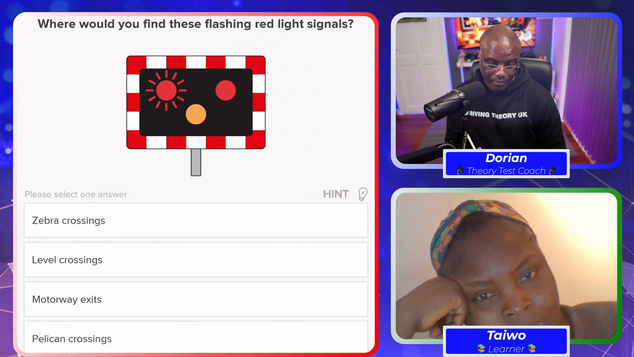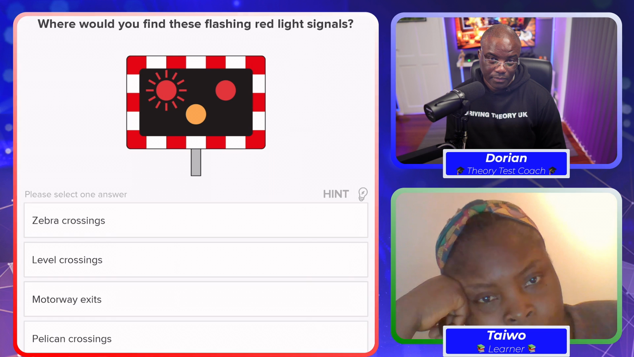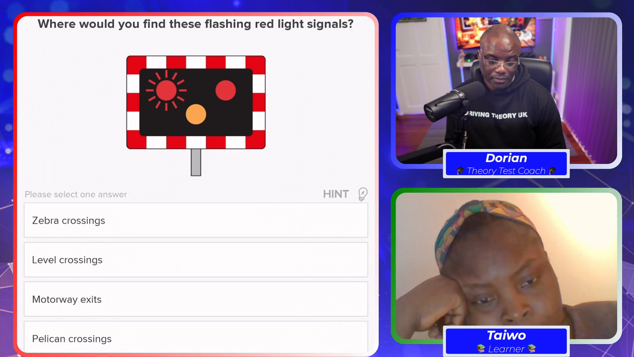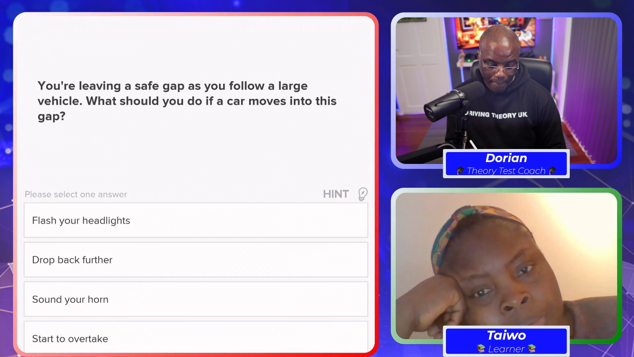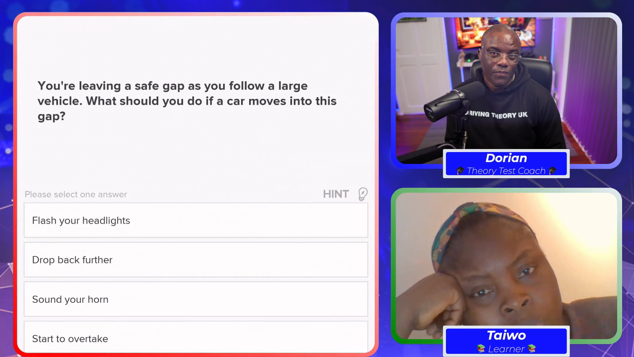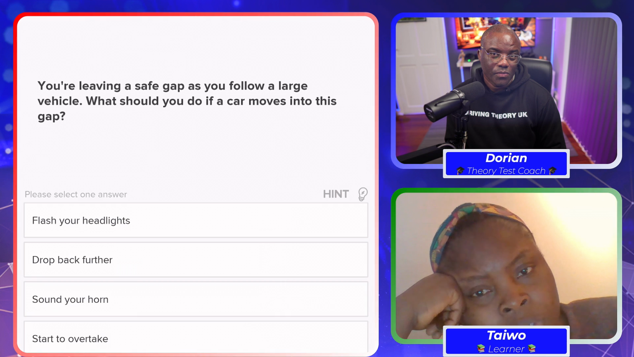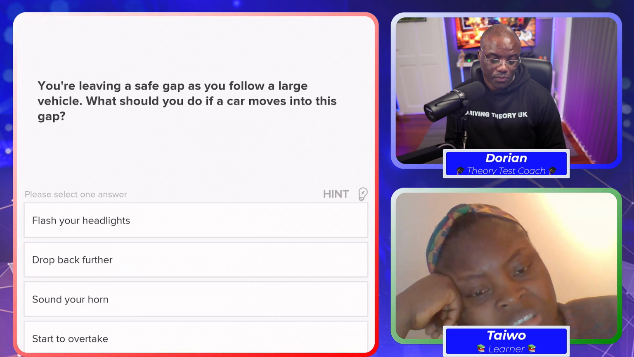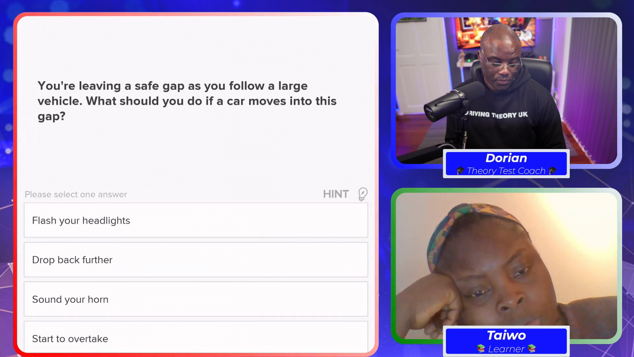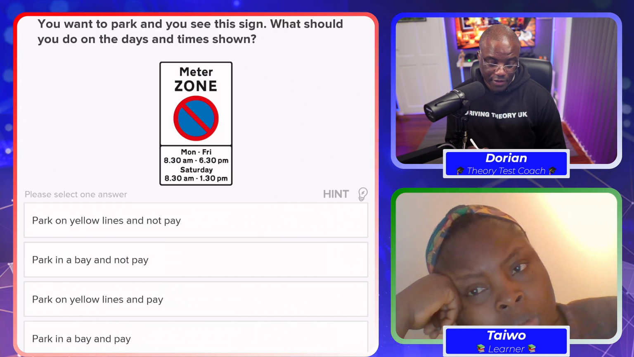Where would you find this level crossing? B. You are leaving a safe gap as you follow a large vehicle. What should you do if a car moves into the space? Drop back, flash, and then you can't. B. So this is number 30 now.